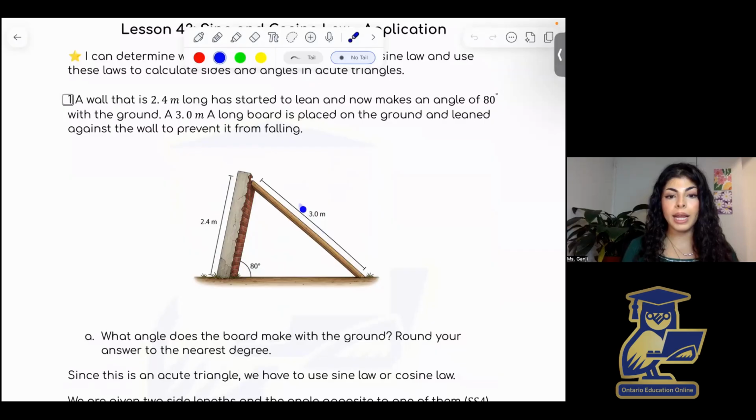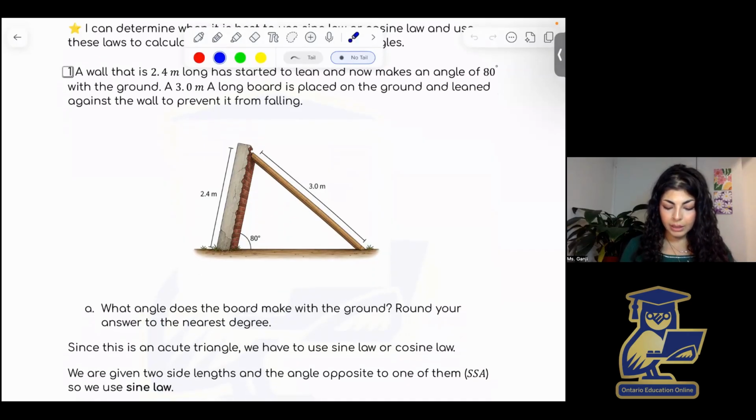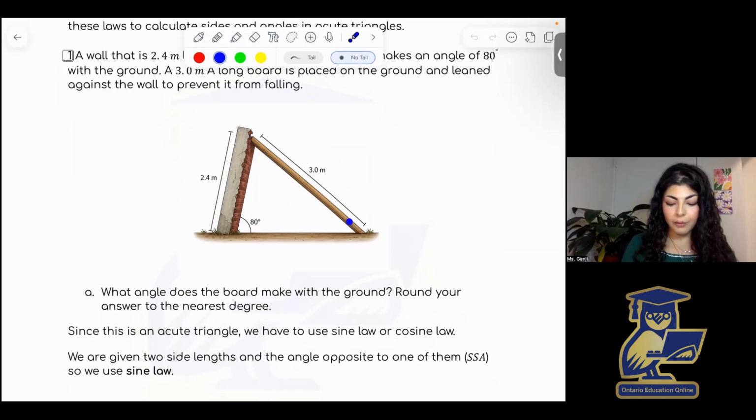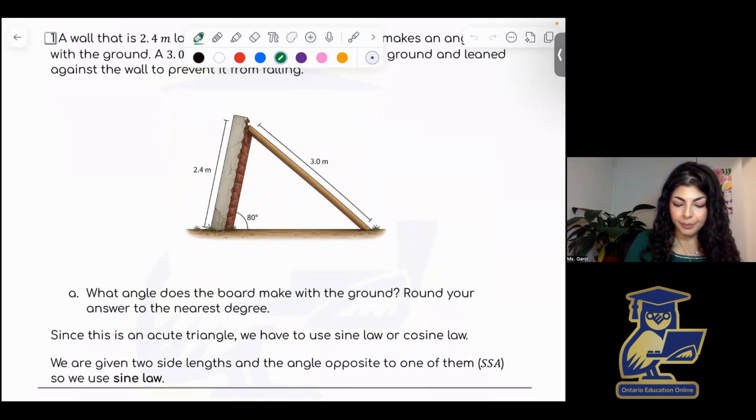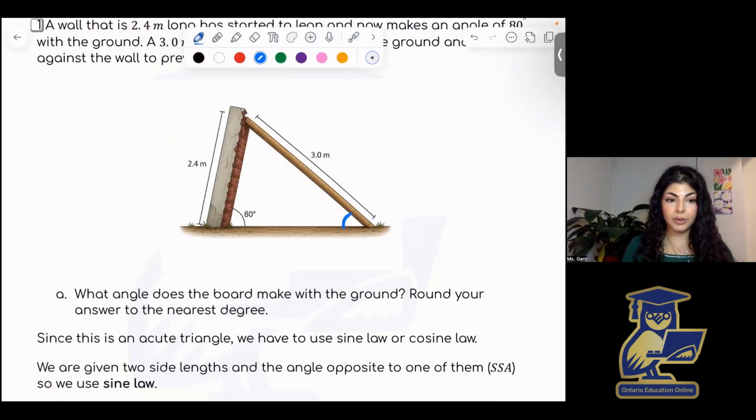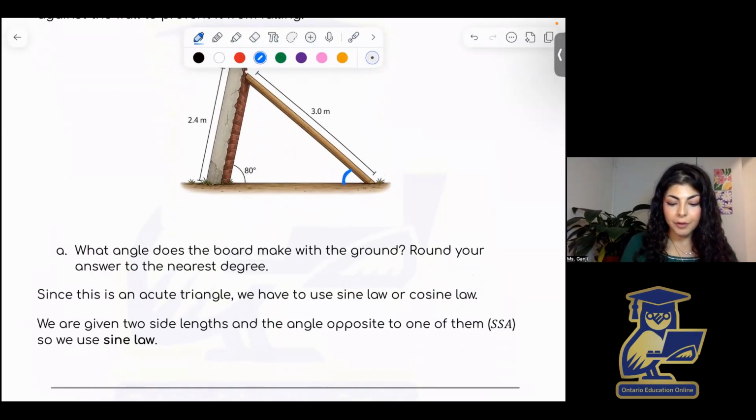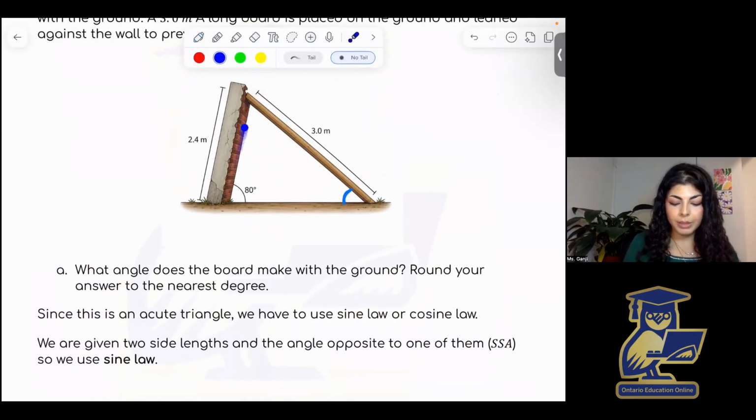And of course, this is not a right angle triangle, so it is one of our acute angles, so we do have to use either sine law or cosine law. So first, what angle does the board make with the ground? And we're asked to round to the nearest degree. So we're looking for this angle that the board makes with the ground. Here we have two side lengths of this triangle that's formed here, and we have this angle. So because I have one of the angles, right away I check, do I have the opposite side length so that I can create a sine law ratio? And yes, I can create that ratio from this 80 degrees and its opposite side length.